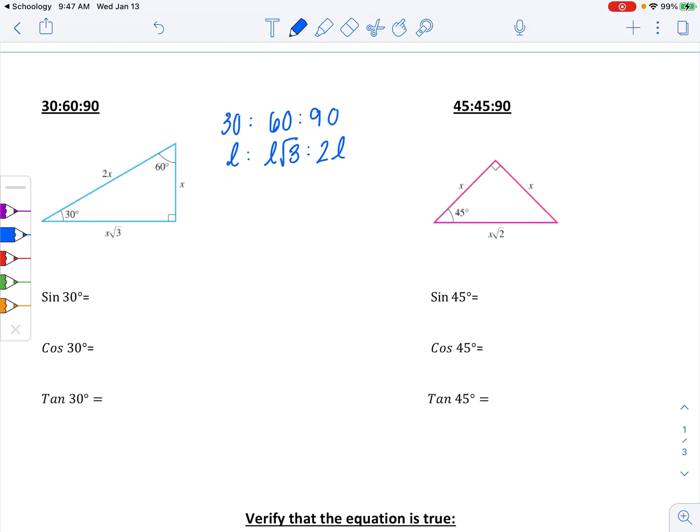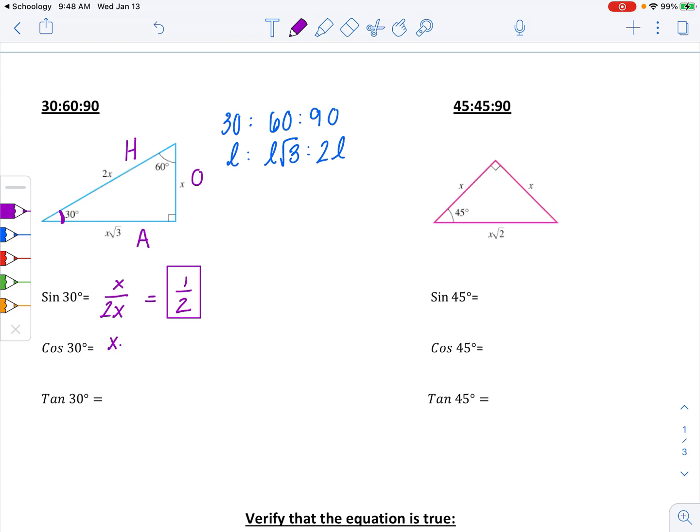So notice all of these are sine 30, cosine 30, tangent 30. So this is my angle of focus right here. Here's my opposite, my adjacent, and my hypotenuse because we're focusing on 30. So when I label here, my opposite side is x over hypotenuse is 2x, and you can see that simplifies to 1/2. So from now on, if I ask you what's the sine of 30, you should be whipping out your answer of 1/2.